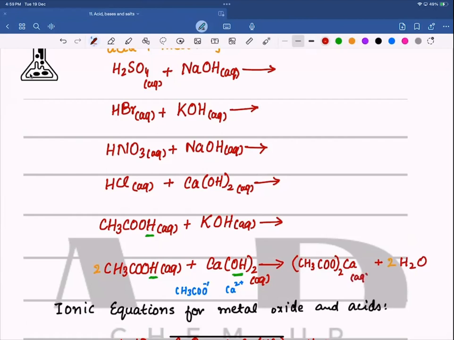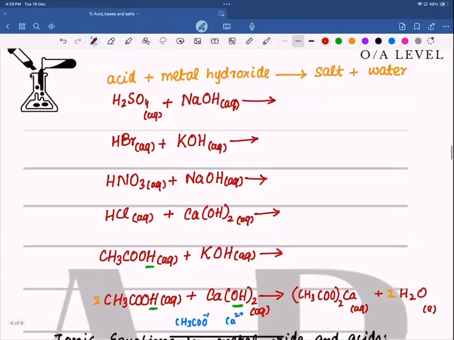If anyone has any confusion in balancing or in formula making of salt, please ask and try the rest of the ones. Or balance.